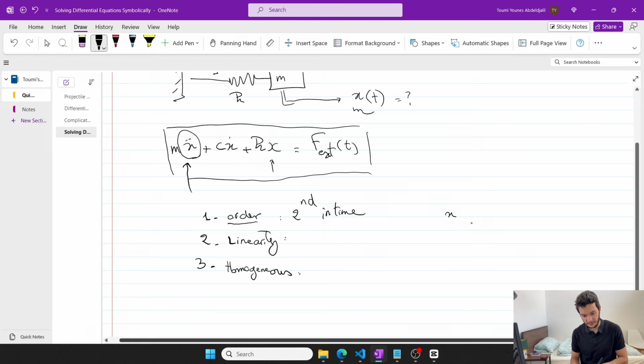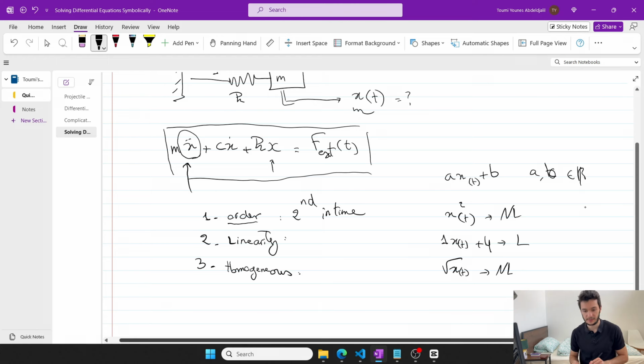So if we have, for example, x of t squared, this is nonlinear, so NL, standing for nonlinear. If we have, for example, 1x, let's call it, plus 4, this is linear. If you have square root of x of t, this is nonlinear. Here I meant L, sorry. And so on and so forth. So it is as if you can write it in the form a x of t plus b, where a and b can be considered as real numbers. So a and b are real numbers. Okay, so here, this one is linear.